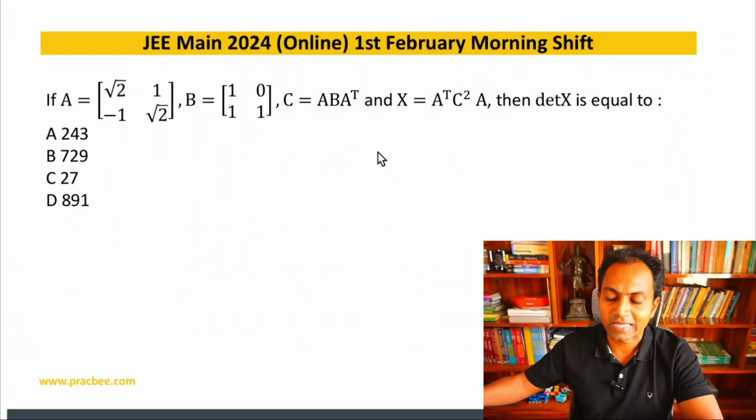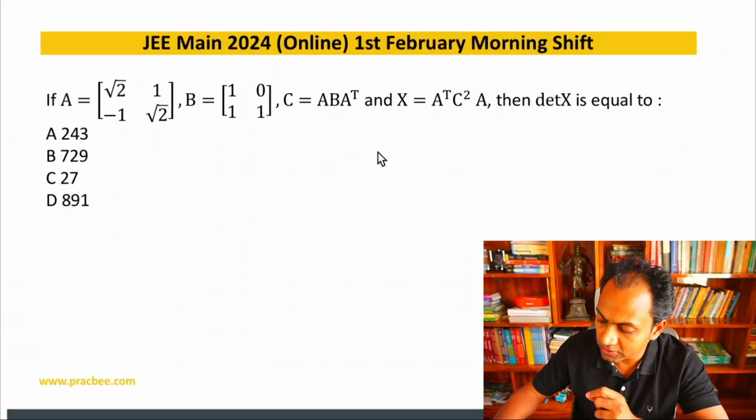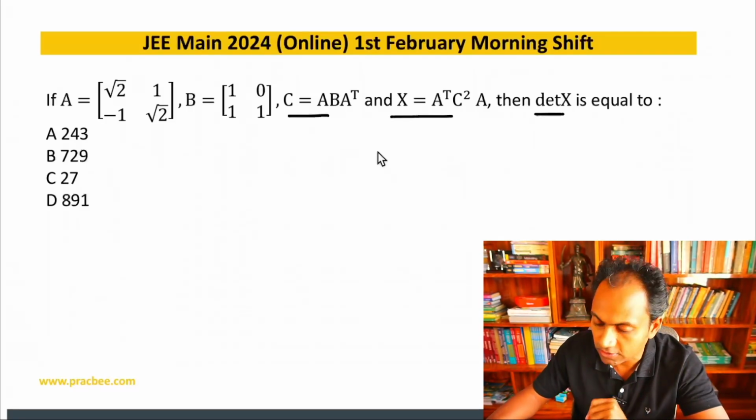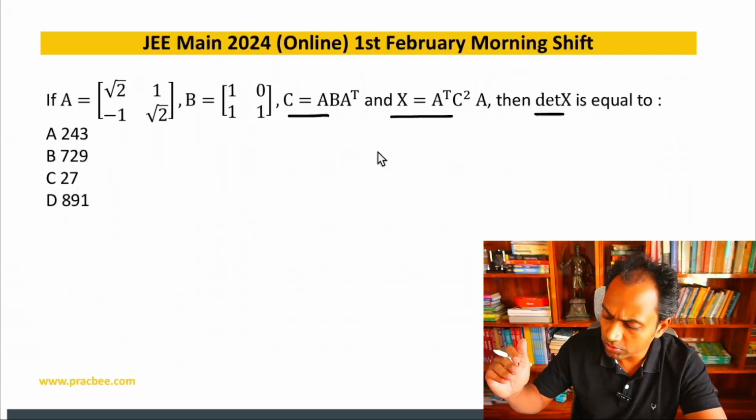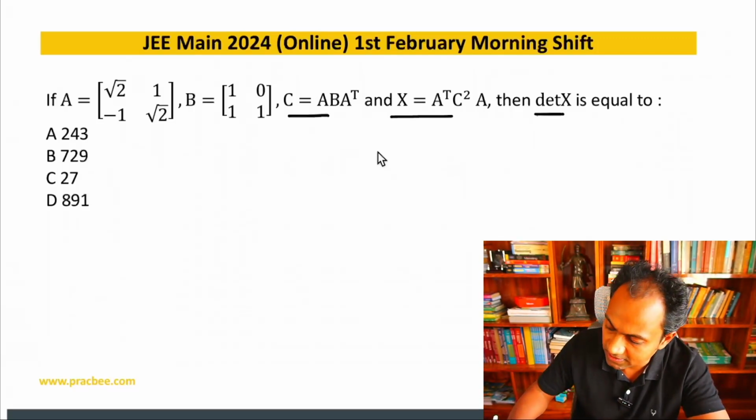If I look into the next question of 2024, it again talks about properties of determinants. So you can see that C is given to us, X is given to us. What they are asking is the determinant of X. I told you that this question is going to come multiple times in multiple contexts. So again, in a new context, they have asked the same question.